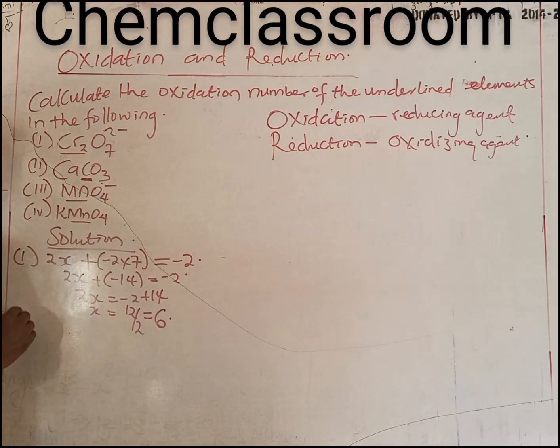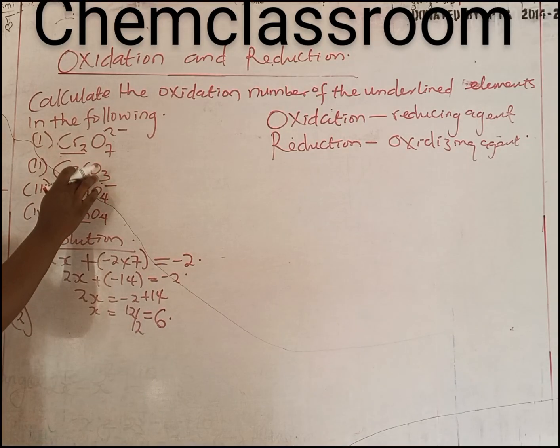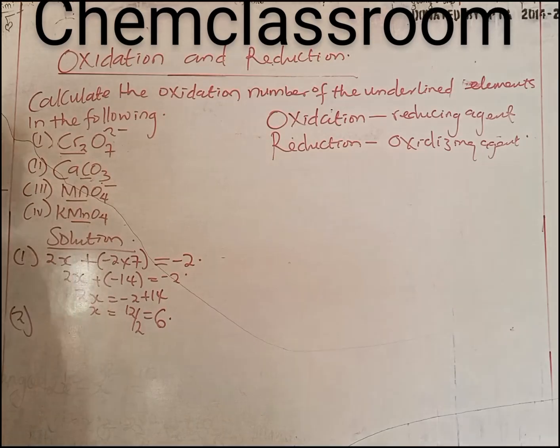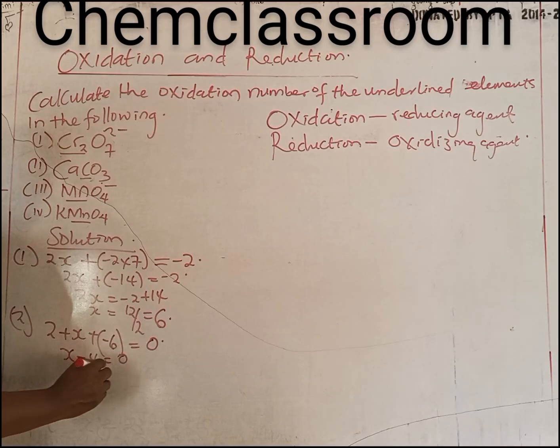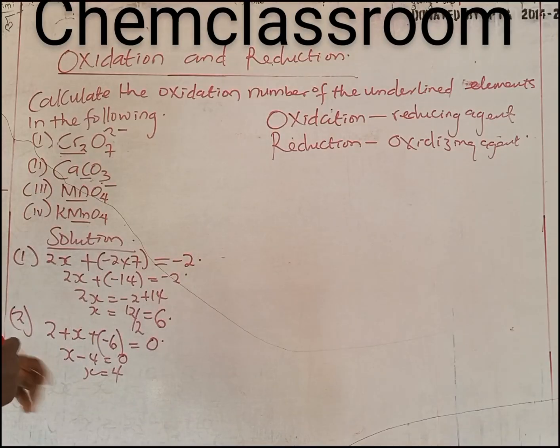Yes, that's perfectly correct. Then the second one, I'll be calculating for carbon. The oxidation number of calcium, if you have been following the past videos, is positive 2. So I'm going to have 2 plus x plus -2 times 3, which gives -6, equals 0. So x minus 4 equals 0, so x equals 4. So the oxidation number of carbon here is 4.